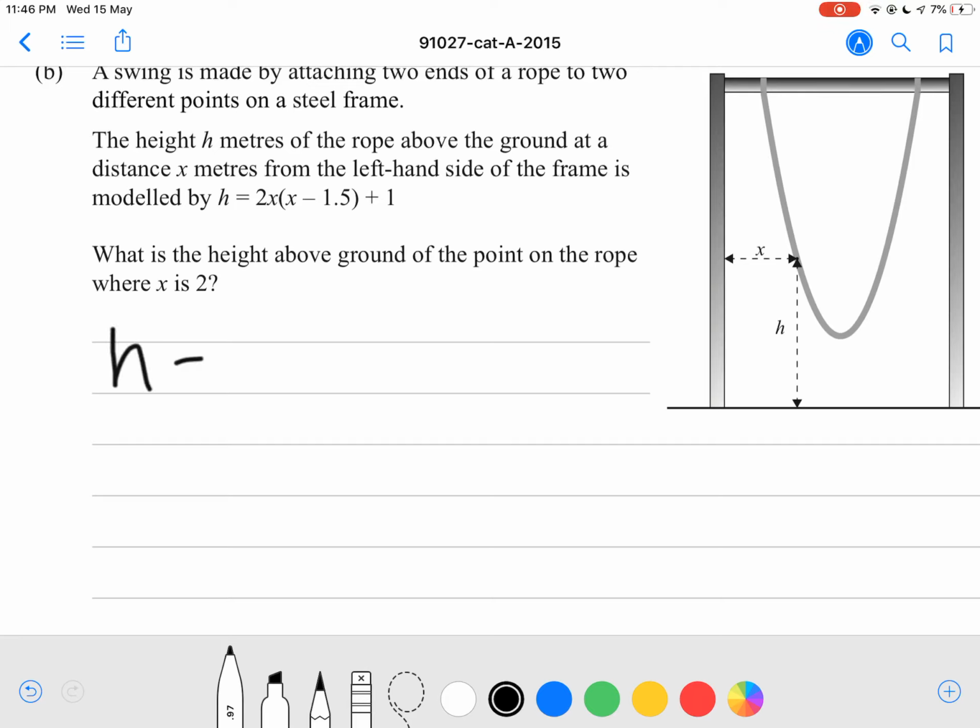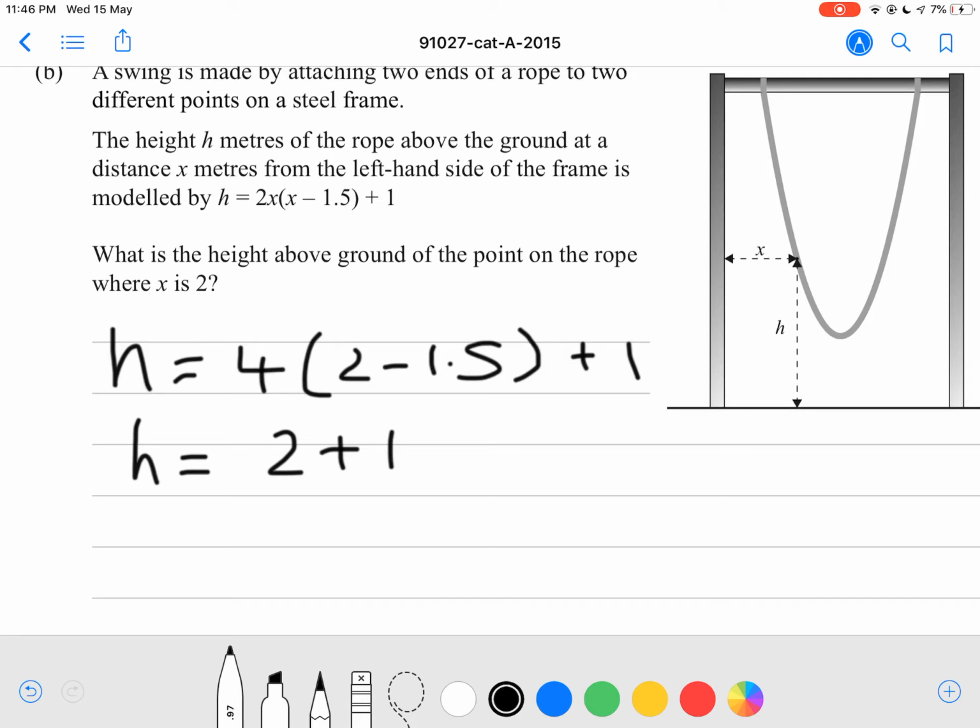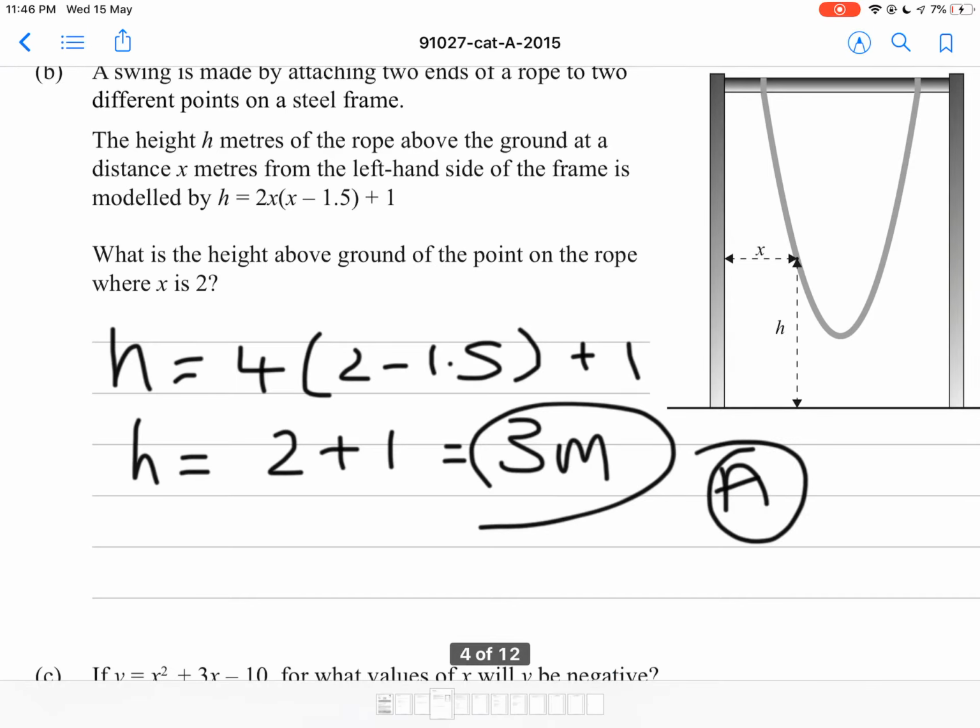We can just say h equals 2x, so 2 times 2 is 4, so 4 times (2 minus 1.5) plus 1. So h equals 2 minus 1.5, that's 0.5. 0.5 times 4 is 2, so it equals 2 plus 1, and that equals 3 meters. Getting this answer here will get you an achieved grade.